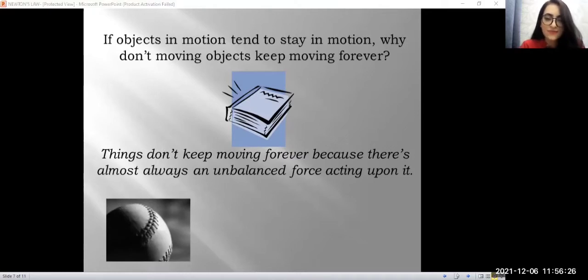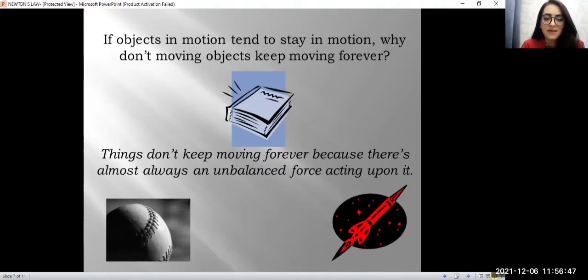So look at the second photo. If you throw a ball upwards, it will eventually slow down and fall because of the force of gravity. So look at the third photo. In outer space, away from gravity and any source of friction, a rocket ship launched with a certain speed and direction would keep going in that same direction and at that same speed forever.